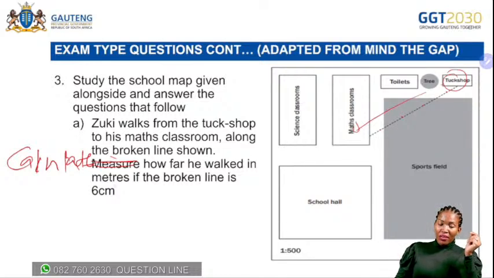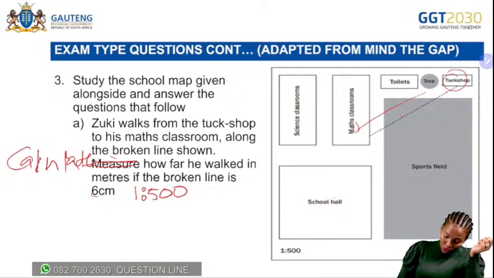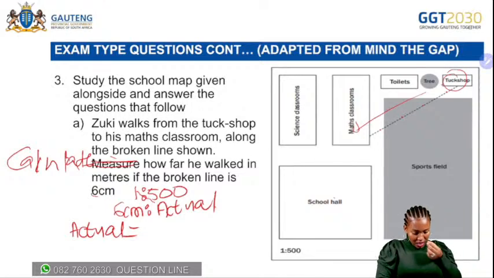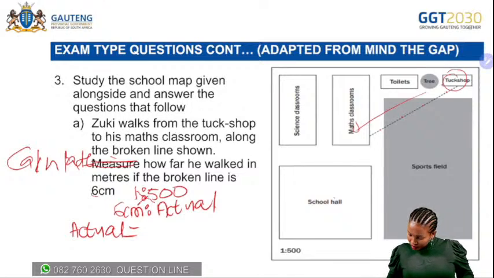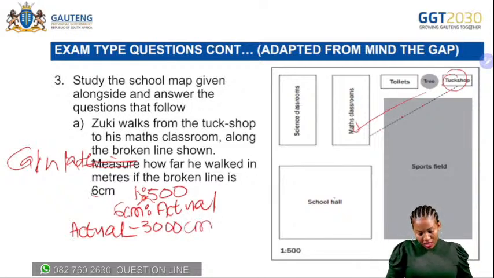So the broken line has been measured with a ruler and then gives what? 6 centimeters. Again, we are going to use the scale 1:500. The measured line is what? It is 6 centimeters. And then we want the actual. So let's cross multiply. The actual is equal to 6 multiplied by 500. 6 times 500 is equal to 3,000. Remember, guys, you multiplied by centimeters. So your answer will be 3,000 centimeters.